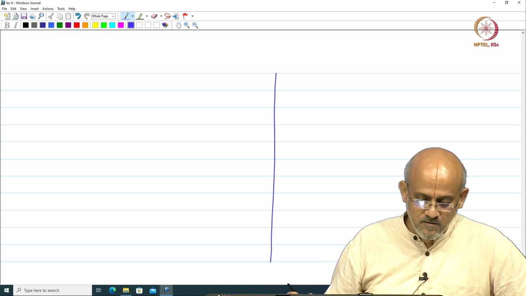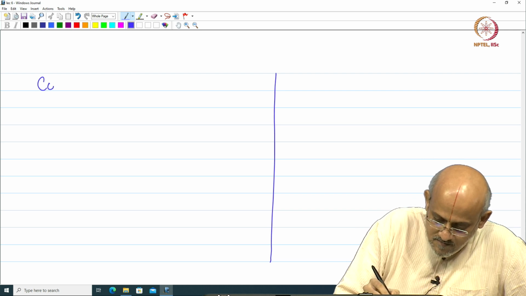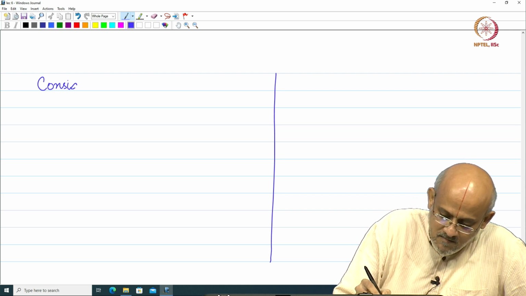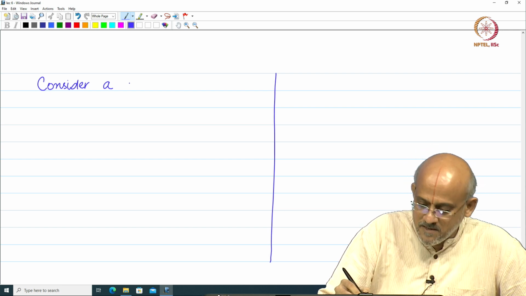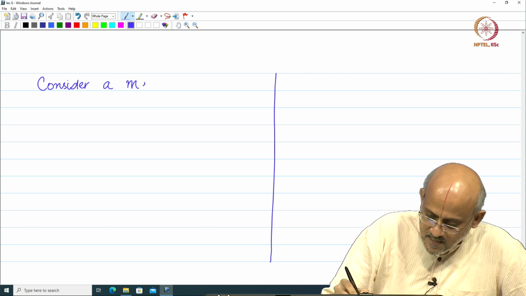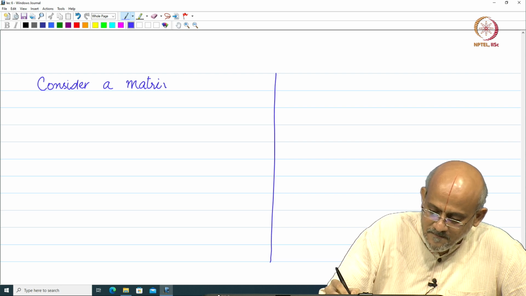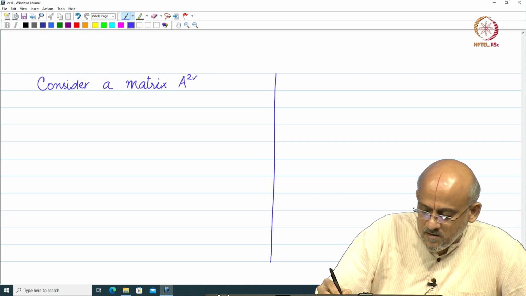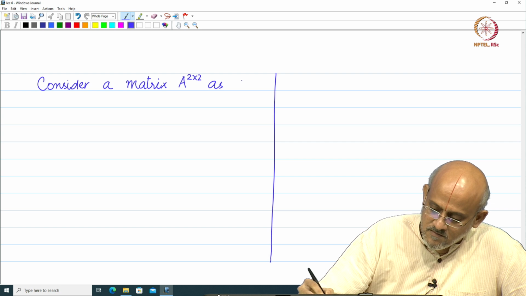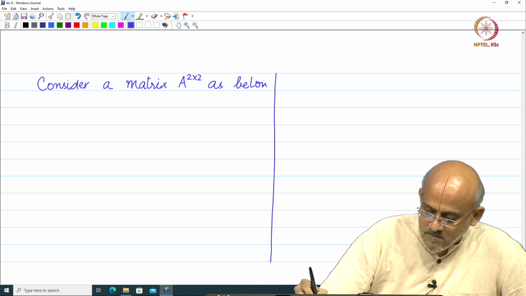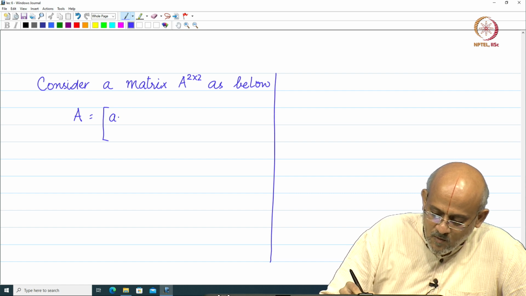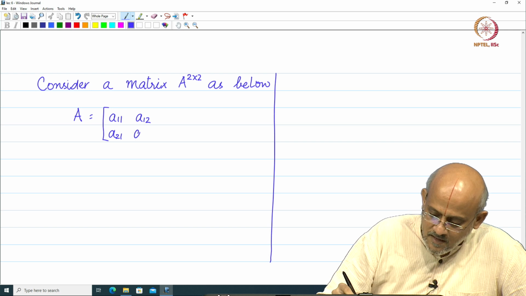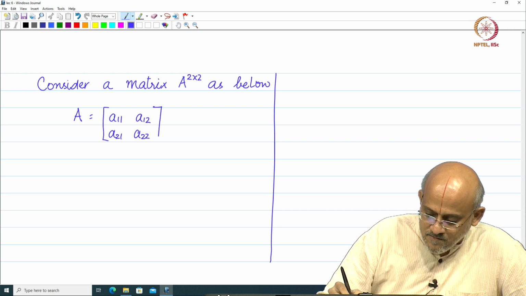So, what do we do now? Consider a transformation which is captured in terms of the matrix A. So, I will just write this as: consider a matrix A, 2 by 2, as below. I am going to look at A as, let us say, A11, A21, A12, A22. Okay.